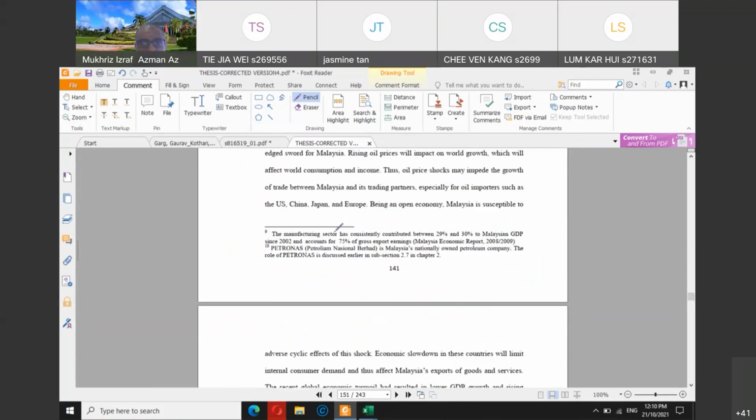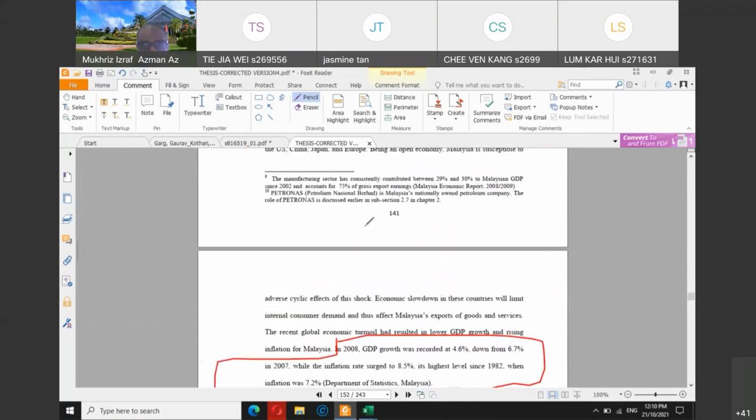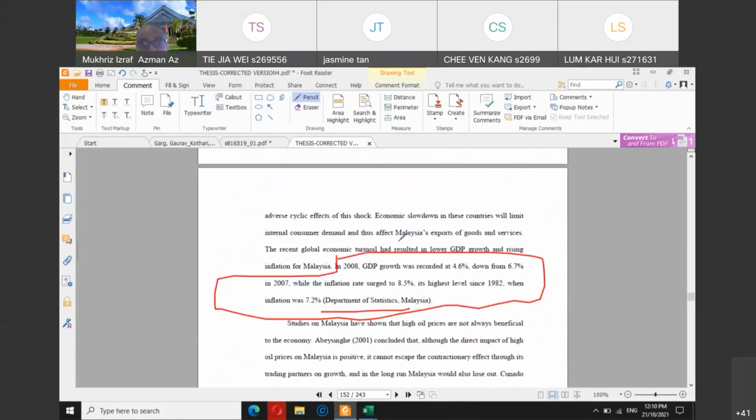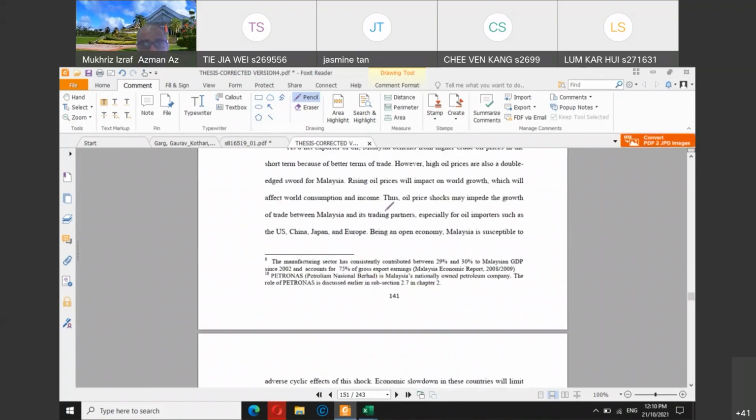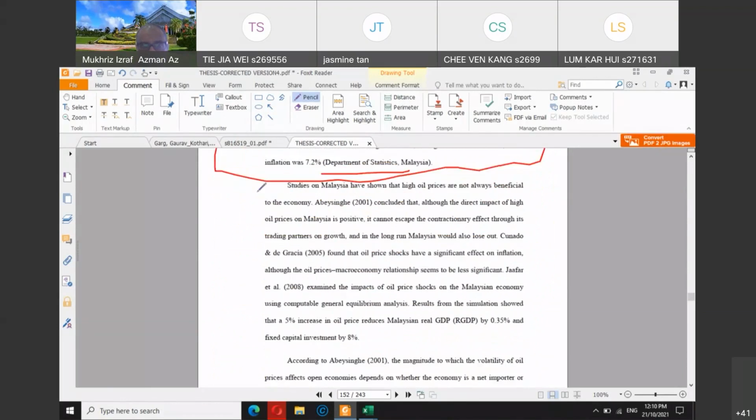So my first two paragraphs: the first is general, and in the second I begin writing a bit on what happens when the price of oil increases and decreases. And in the third paragraph, I began to cite some papers and relevant references that have looked at Malaysia on the oil price issue as well.